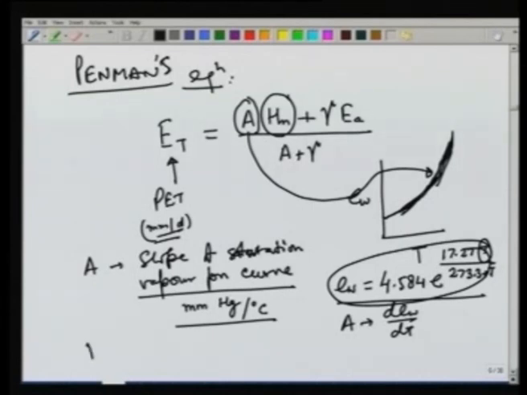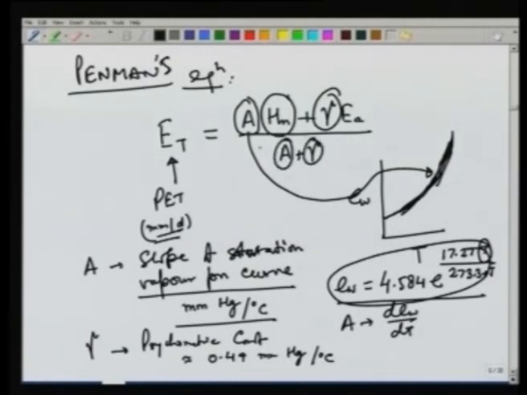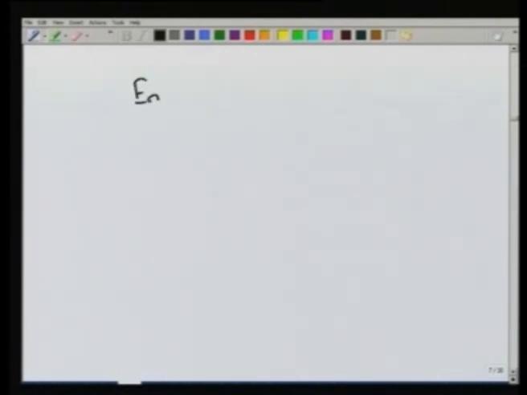The other factor which we use is the gamma, which is the psychrometric constant, and its value typically is taken as about 0.49 millimeter of mercury per degree Celsius. So, these two factors A and gamma. E A is a function of wind speed and the vapor pressure deficit.